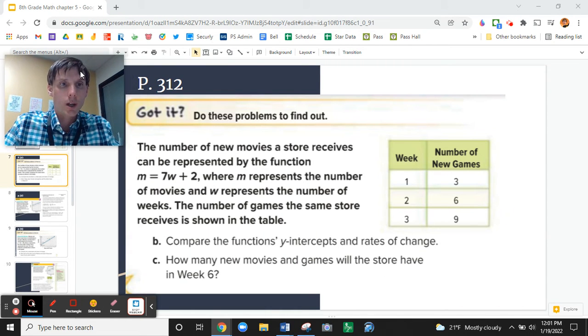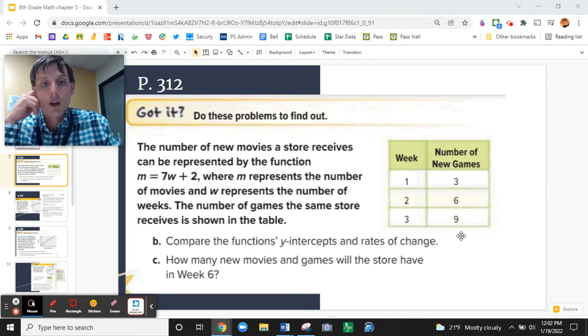And this one, again, you should be writing in your book. We're on page 312. Okay, so we're comparing two different things here. We have our table, and we have our equation here, right? The number of new movies a store receives can be represented by the function m equals 7w plus 2, where m represents the number of movies and w represents the number of weeks. Okay, so m is movies, w is weeks. The number of games the same store receives is shown in the table. Okay, so if we compare these two functions, compare the functions' y-intercepts and rates of change.